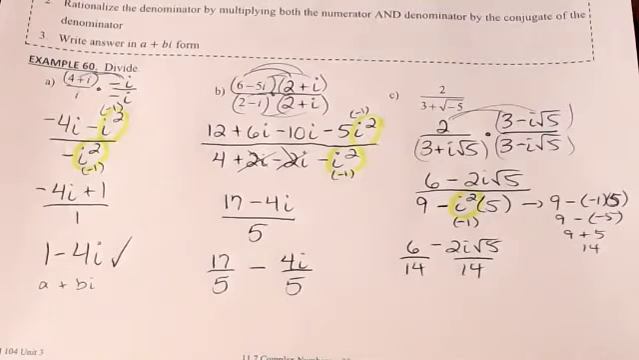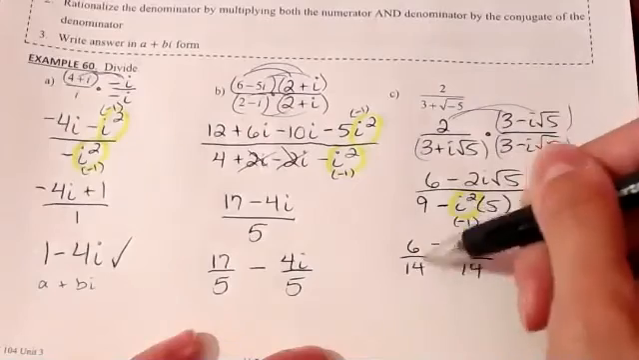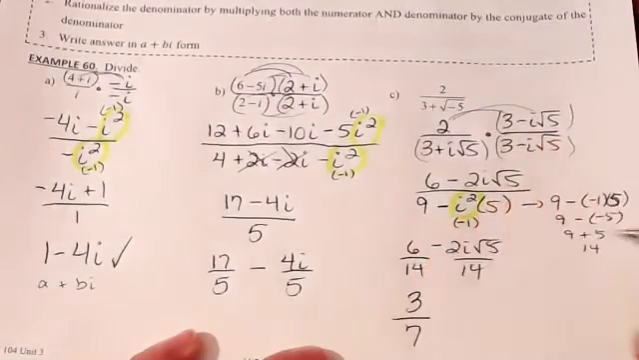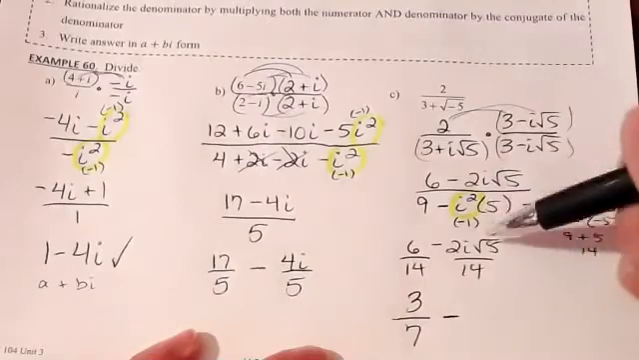Square root? No, the square root's fine because it's not in the denominator, so that's okay. Take a look at the first fraction, 6/14. Or you could reduce it. Yes, you can. So we're going to divide out a common factor of 2. So this becomes 3/7 minus, what about over here?